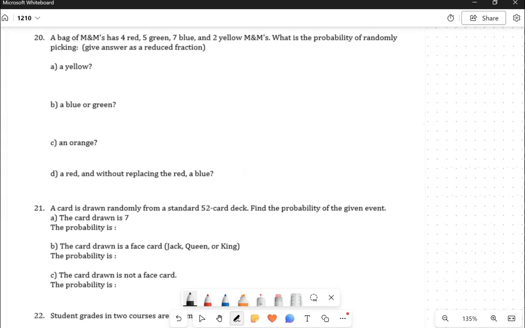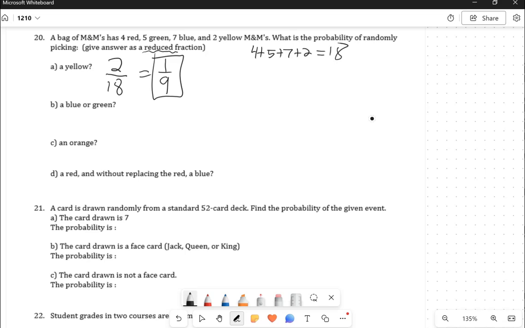Number 20. A bag of M&Ms has 4 red, 5 green, 7 blue, and 2 yellow M&Ms. What is the probability of randomly picking a yellow? Well, the probability is how many successes of finding a yellow over how many total events can happen. That's 9 and 9 is 18. And instructions, reduce your fractions. The probability of picking a yellow is 1/9.